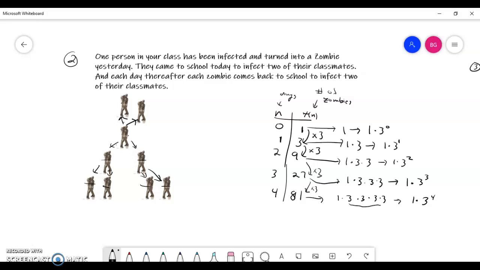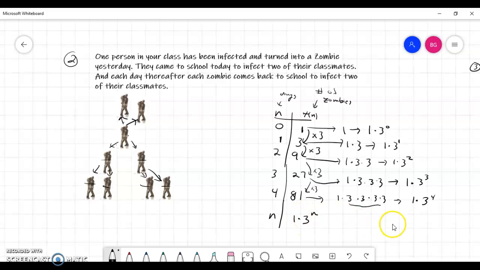Well, hopefully you're noticing a little connection here. N is the number of days. That's our exponent for each of these. That's telling us how many times we need to multiply by 3. So if I put an n here, I then have for n days, well, that would then, in this case, be 1 times 3 to the nth power. And that would give me the number of zombies. Okay? So we have a pattern there. Hey, there's kind of a little equation there. Okay? So let's keep that in mind.